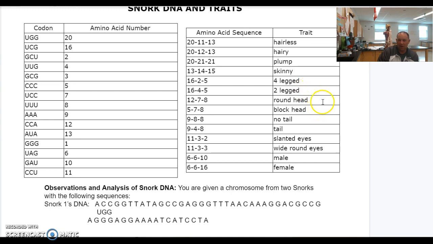Round head, blockhead. Tail or no tail. Slanted eyes, wide round eyes. And then you can have male or female. When you do male or female, the only thing that you must do is you cannot draw plumbing. You guys are smart enough now to know what we're talking about by that.